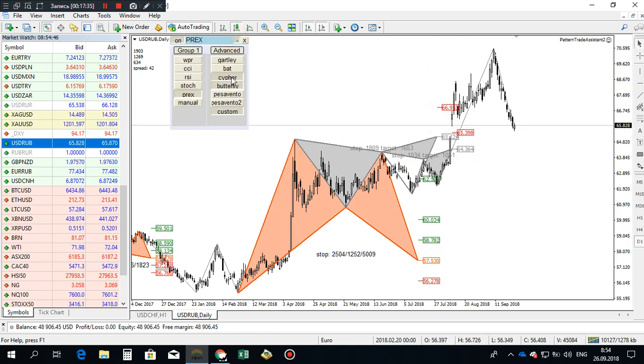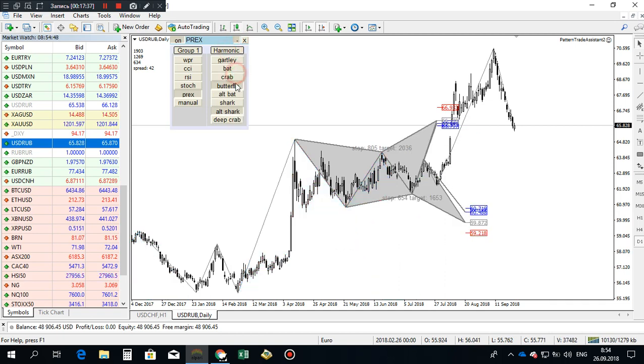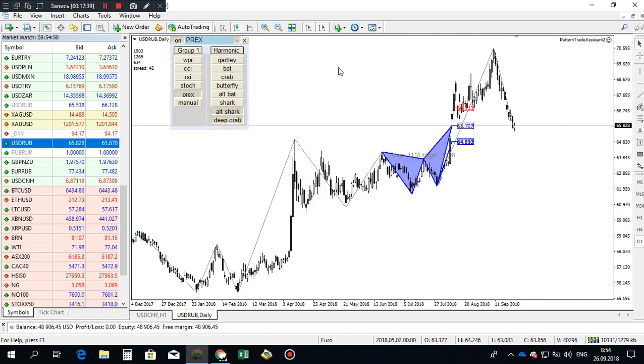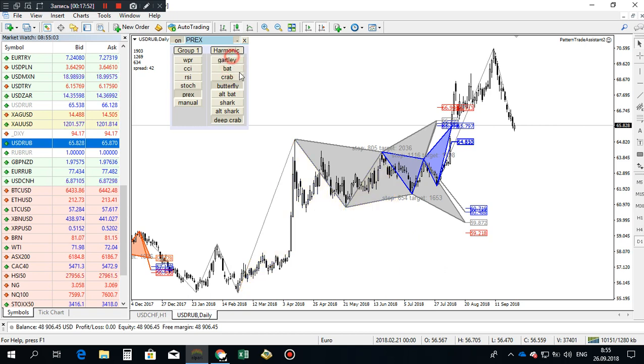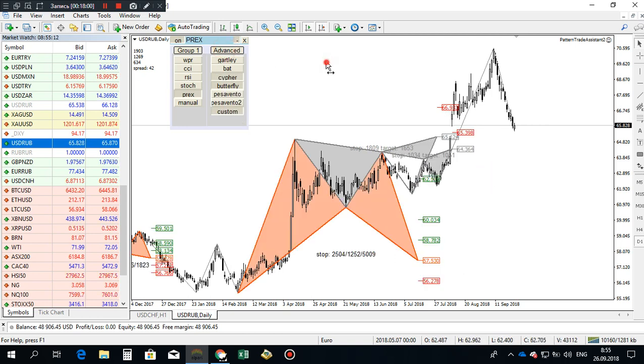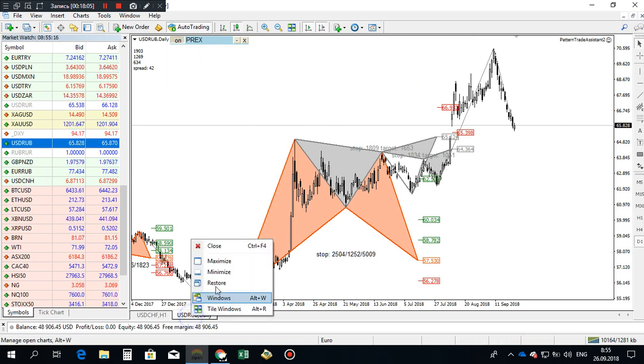But if you are a harmonic pattern trader, then you could have a different setup. Now you have the same. So I mean the butterfly. The butterfly was the same and it was invalidated as well. Okay, that's it for dollar ruble.